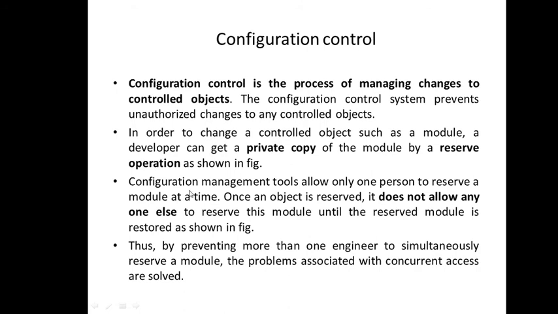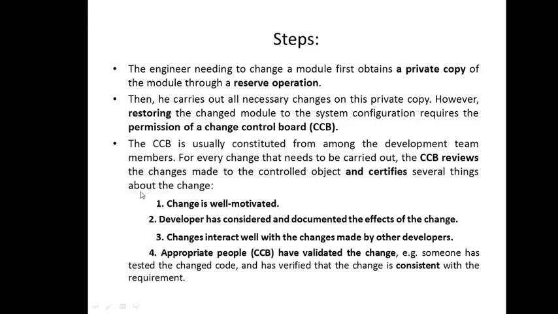We take a private copy, reserve operation is allowed, no one else is going to make the changes, right? So concurrent access problem is resolved. The whole steps given here are: you reserve it, you restore it. All the changes have to be done with the permission of the change control board. Change control board reviews the changes applied by a particular member, and they certify whether the change is well motivated, developer has considered and documented the effect of the changes, changes interact well with the changes made by other developers, and appropriate people have validated the change.